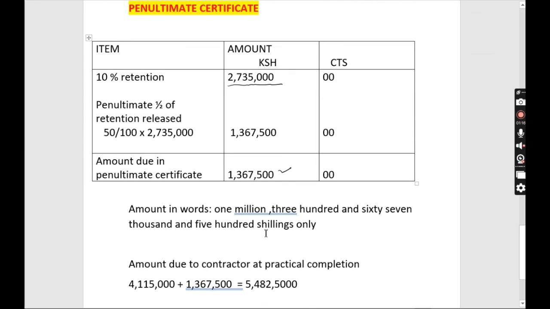So we write that one in words: 1,367,500 shillings. So that is what we are releasing. Now we are releasing this amount plus what was in the interim certificate. In the interim certificate, we had 4,115,000, and now we are also giving the contractor 1,367,500. So we add the two, we find it's 5,482,500 shillings. This is 500 shillings, not 5,000.